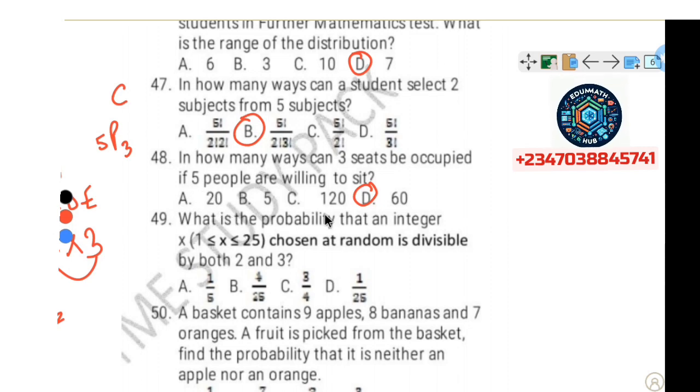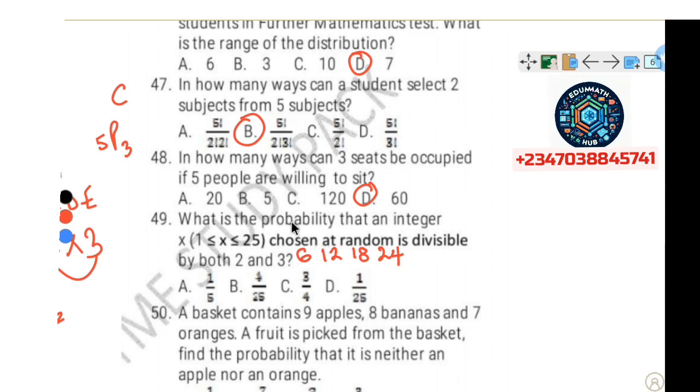Now the next one, what's the probability that an integer x, 1 less than or equal to x less than or equal to 25, chosen at random, is divisible by both 2 and 3? First of all, you need to know the numbers divisible by both 2 and 3 that lie between this range. The first number that 2 and 3 can divide in this range is 6. So after 6 you have 12, then you have 18, then you have 24 as the last one. These are actually multiples of 6.